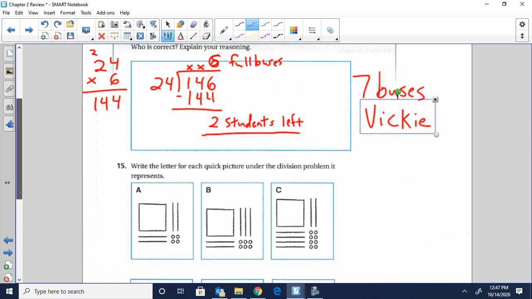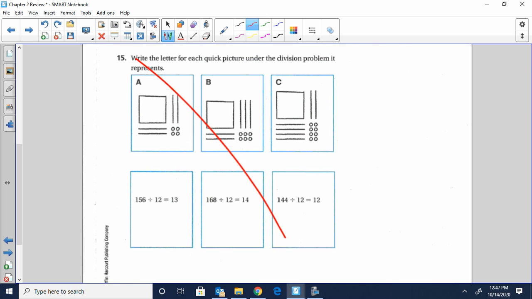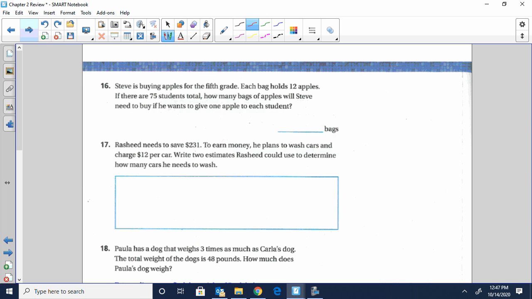Question number 15, we're also going to cross off. Question 16. Question 16 is also again from lesson 2.7, interpret the remainder. Steve is buying apples for the 5th grade. Each bag holds 12 apples. If there are 75 students total, how many bags of apples will Steve need to buy if he wants to give 1 apple to each student?